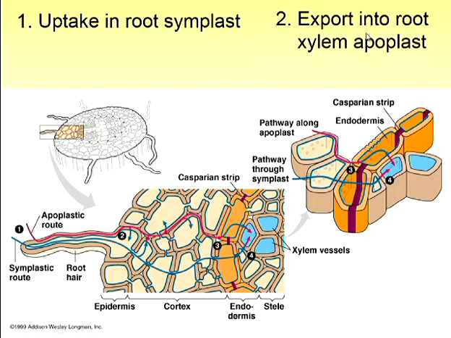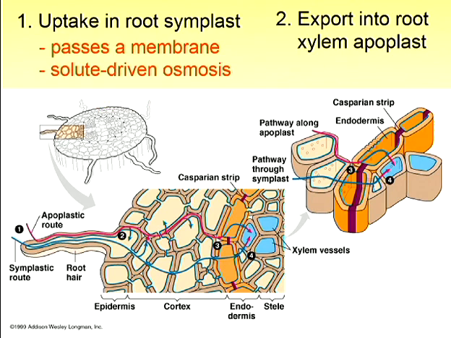So step one, uptake into the root symplast. Step two, export into the apoplast. And if this happens for water, then it's membrane transport of water, and we call that osmosis. That is always passive, but it can either be driven by solute concentration difference or a pressure difference. In any case, where the overall water potential is most negative, is where the water will go. That's always true.